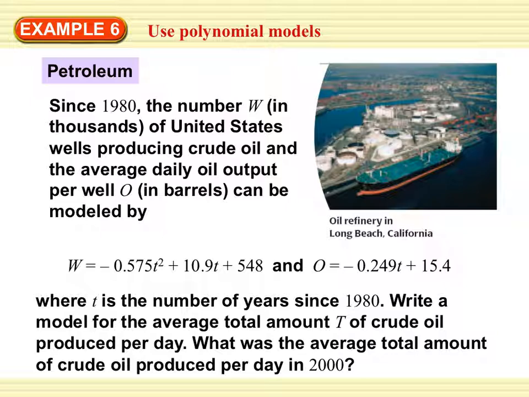All right, let's try our wordy example. Since 1980, the number W in thousands of United States wells producing crude oil and the average daily oil output per well, O, in barrels can be modeled by W equals that, O equals that. T is the number of years since 1980. Write a model for the average total amount T of crude oil produced per day. So if W is number of wells in the United States and O is the output barrels per well, then I think for the total amount we would multiply this stuff, right?